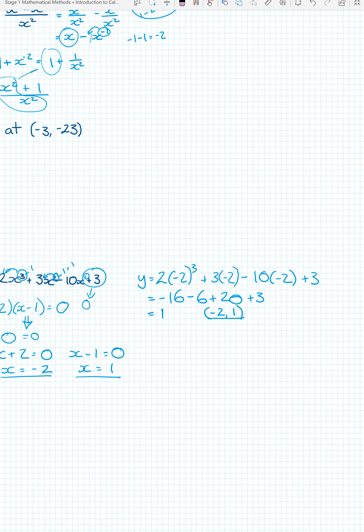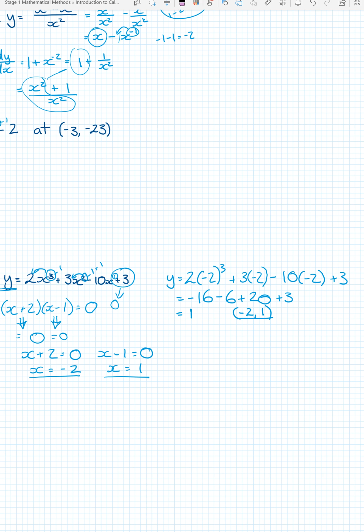We do the same thing for the value of 1, which is going to be 2 times 1 cubed plus 3 times 1 squared minus 10 times 1 plus 3. We get 2 plus 3 minus 10 plus 3. 2 plus 3 is 5, minus 10 is minus 5, plus 3 leaves us with minus 2. So our second point is 1, minus 2.